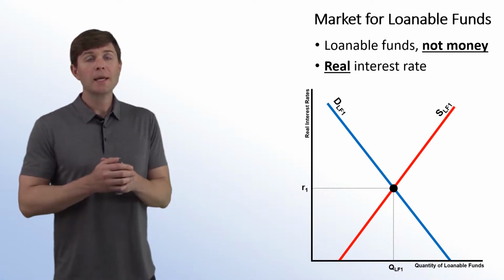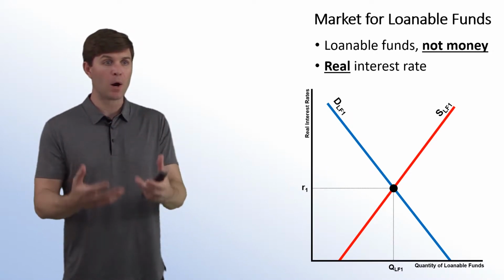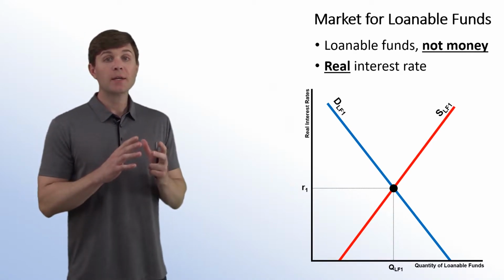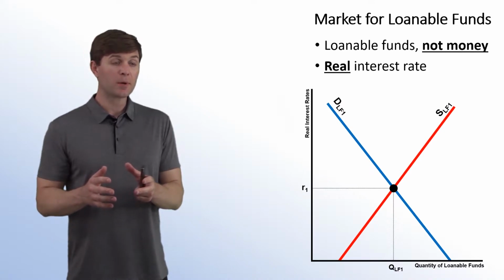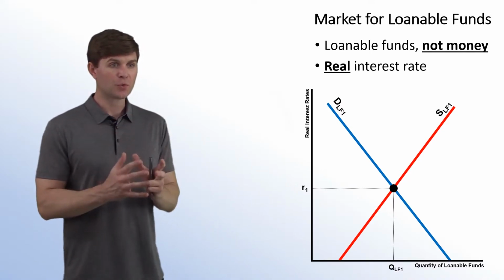All right, so the market for loanable funds, it is in a way similar to the money market, but it's different because it's not actually money. It's just what's available to borrow. So it's loanable funds, not money in that sense. And instead of dealing with nominal interest rates like the money market is, we're dealing with the real interest rate, the adjusted for inflation interest rate.